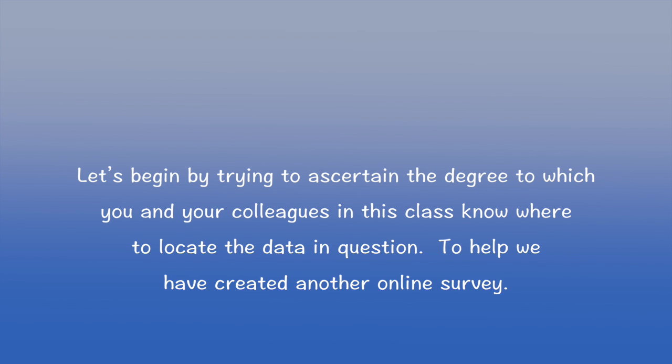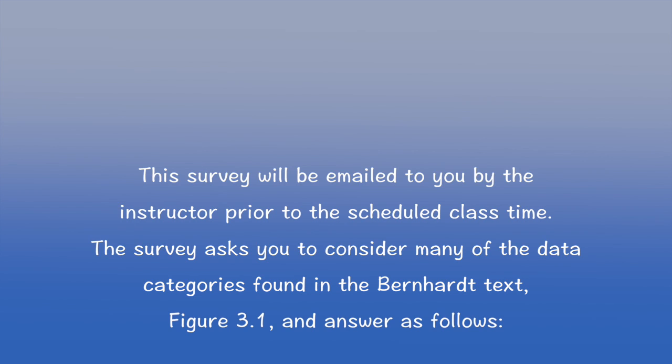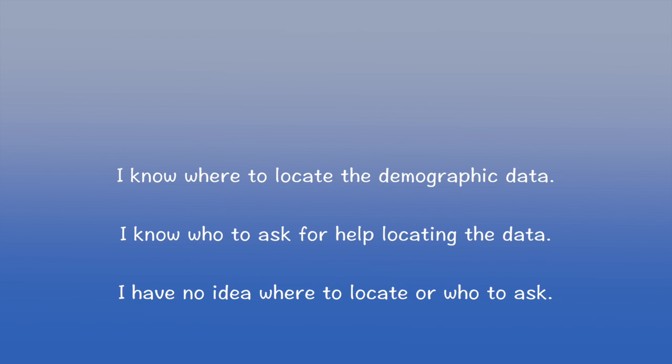Let's begin by trying to ascertain the degree to which you and your colleagues in this class know where to locate the data in question. To help, we have created another online survey. It looks like this. This survey will be made available to you in Canvas by the instructor prior to the scheduled class time. The survey asks you to consider each of the data categories found in the Bernhardt text, Figure 3.1, and answer as follows. I know where to locate the demographic data.